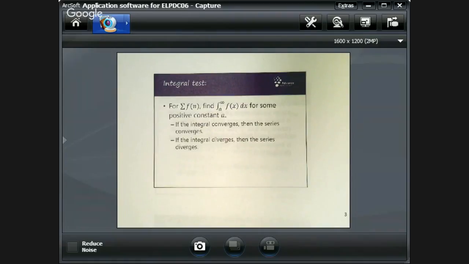Now, here, this only works if all of the terms are positive. So beware of anything that's alternating. If it's negative, you can factor the negative sign out to find out whether the positive series converges or diverges, and then the opposite of the series will.